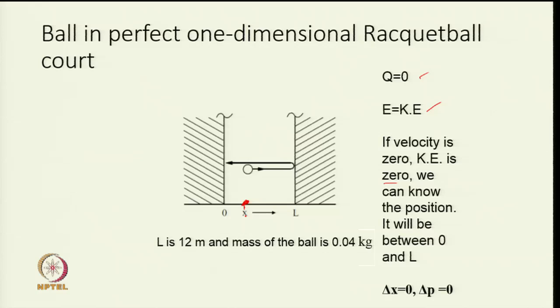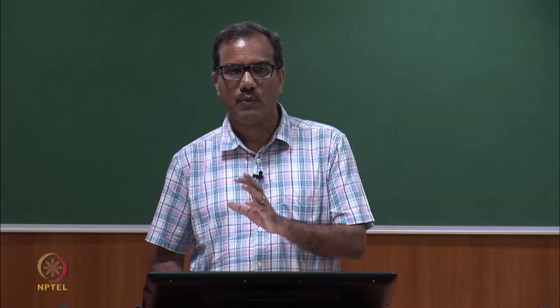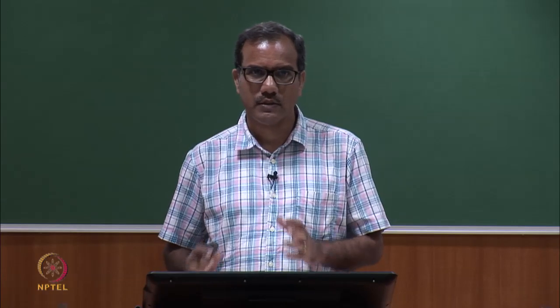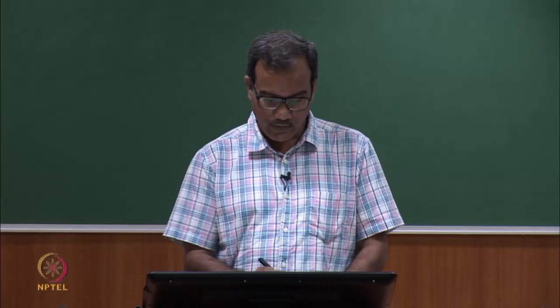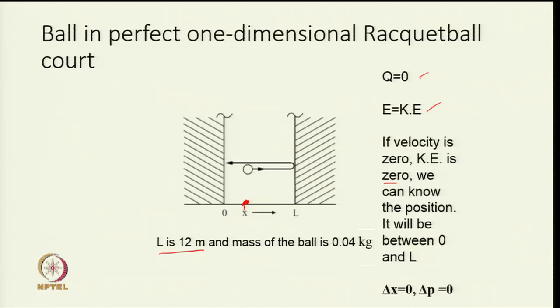So, I know the position of the particle. I also know the momentum, since I know velocity is 0, which means momentum is 0 and the position is at x. And so, uncertainty in position is 0 and uncertainty in momentum is 0. This is for a ball in a perfect one-dimensional racquetball court, where the length is 12 meters and the mass of the ball is 0.04 kg.